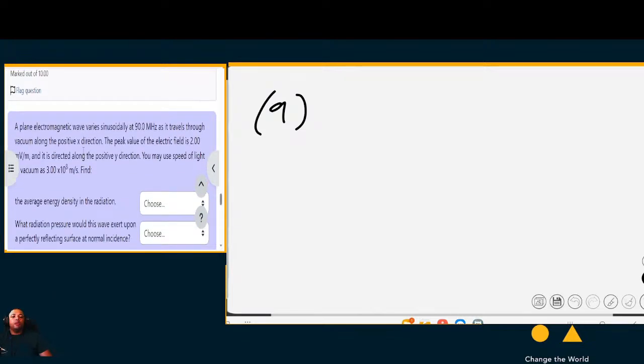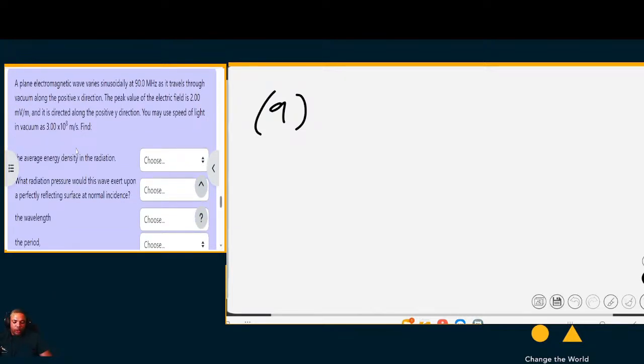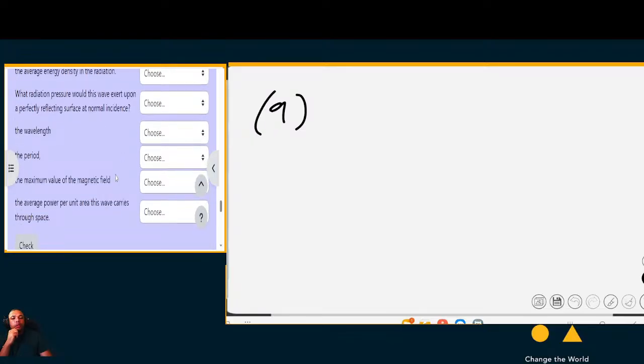A plane EM wave varies sinusoidally, and this is one where I should have fixed this a long time ago. It's in the wrong order. Okay, you need to calculate certain things before you can calculate others.